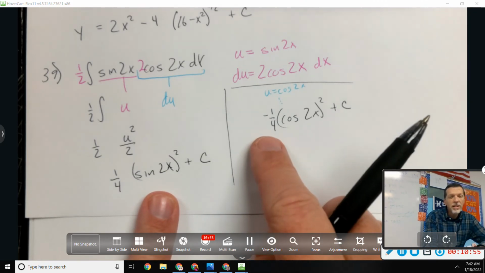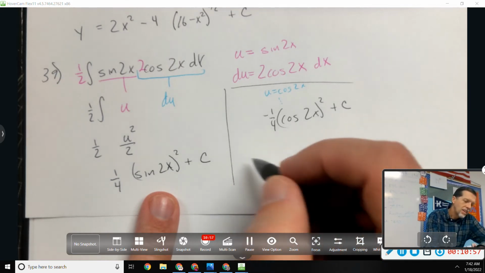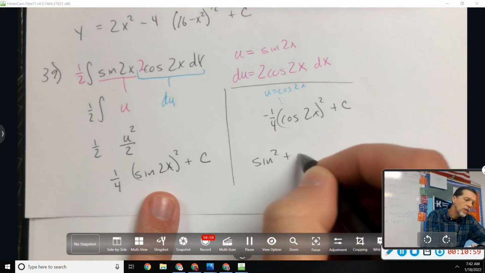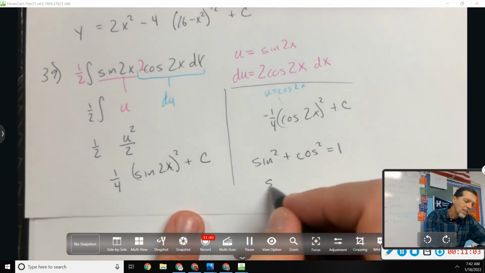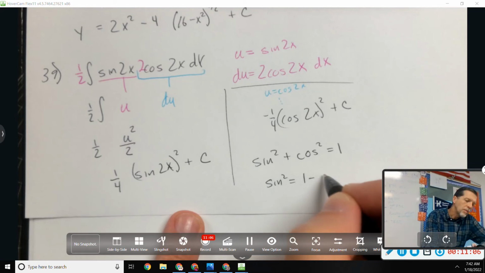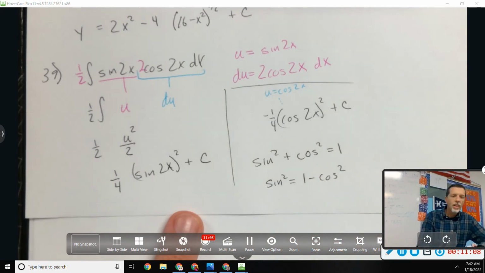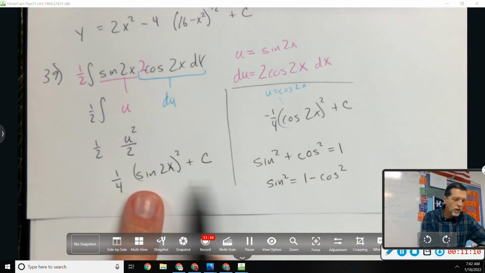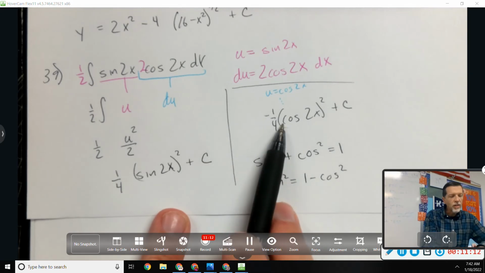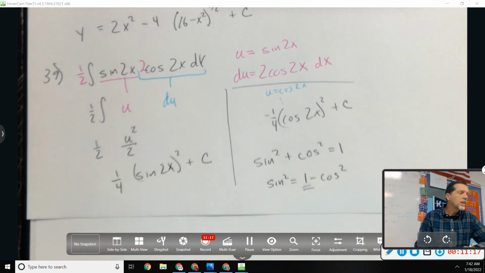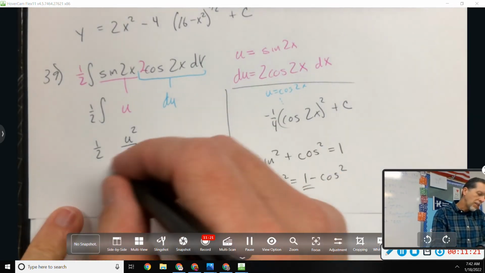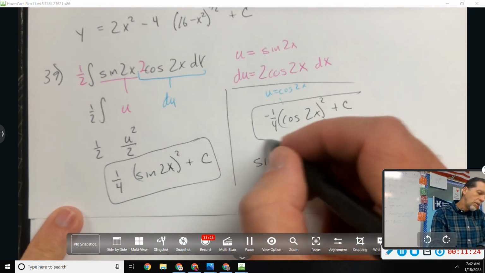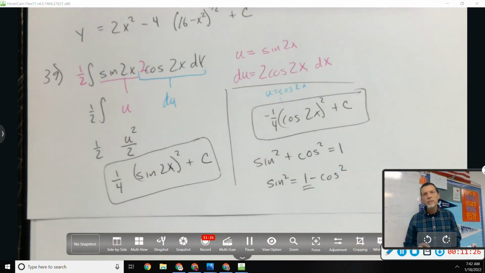It's definitely related to that negative. Good old sine squared plus cosine squared equals 1. So that means that sine squared equals 1 minus cosine squared. So if we replace sine squared with 1 minus cosine squared, there's where we get the negative cosine. And the plus c at the end takes care of the 1. So that's a good question. So my answer would be this, but an equally acceptable answer would be that.